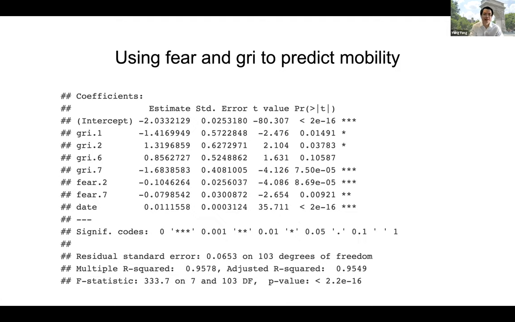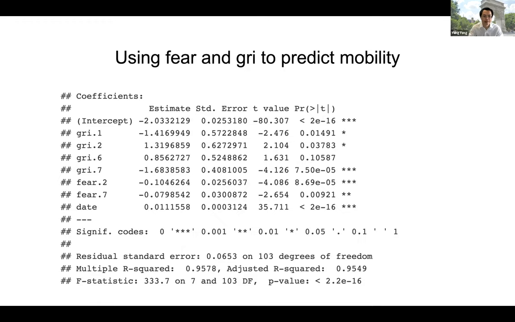Okay, the next one, as you can see, now we are going to add more information. This time we add the government response index, and now the regression model is much more complicated, and the R squared is pretty high, like 0.95. Apparently the government response index is pretty significant in capturing how mobility changes. This is also intuitive, since how people move would be influenced a lot by the regulations, the rules of the government.